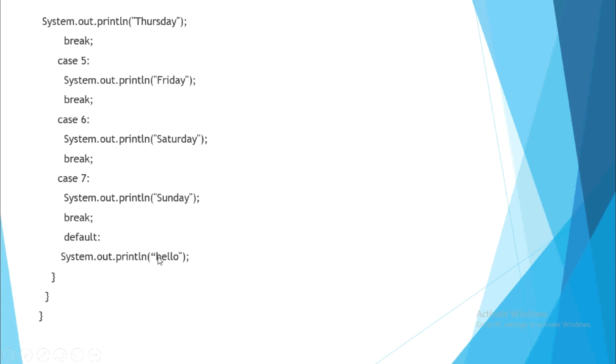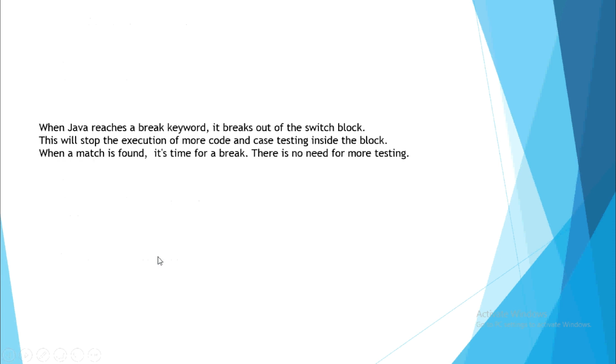Okay, is it clear? So when Java reaches a break keyword, it breaks out of the switch block. This will stop the execution of more code and case testing inside the block. When a match is found, it's time for a break and there is no need for further testing. What is break actually doing? When over here I wrote day equal to 4, it printed Thursday, break came. With the break it will not run these others because the condition came true over here only, so it will directly come out of this.